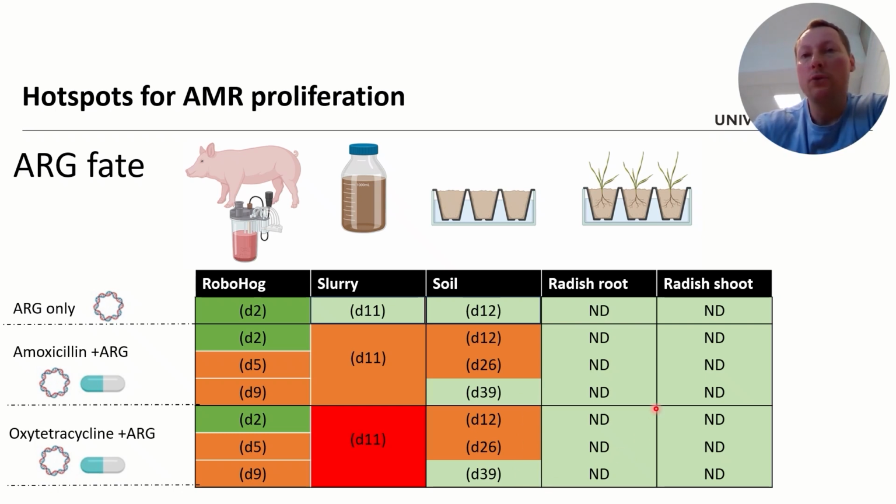Now, fortunately, when we did grow the radish crop in these soils, and we looked at the radish root and the radish shoots, so the top and the bottom, we were not able to detect the antimicrobial resistance gene on this crop. But what we were able to detect is the presence of the antimicrobials, amoxicillin and oxytetracycline, in the radish root itself, so in the part that humans might consume. And that's really interesting.